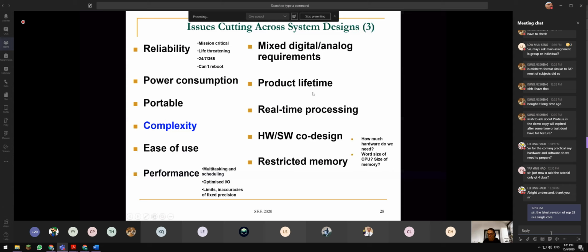Product lifetime, definitely. So real-time processing, which I discussed with you just now. Again, hardware and software co-design and restricted memory. So for example, if I ask you to design something to just switch on and off the light, you're not going to buy Raspberry Pi just for switching on and off the light. Am I right? So, and sometimes, let's say for example, I'm using PIC24.